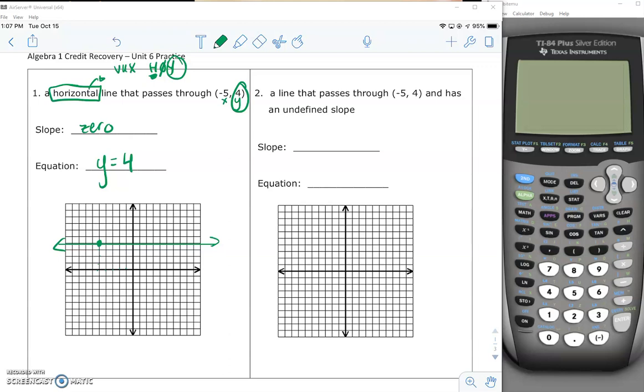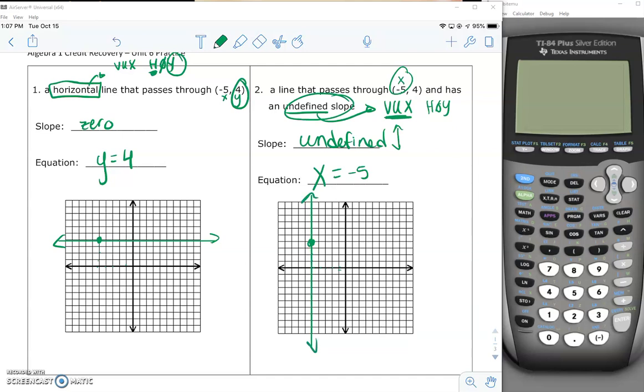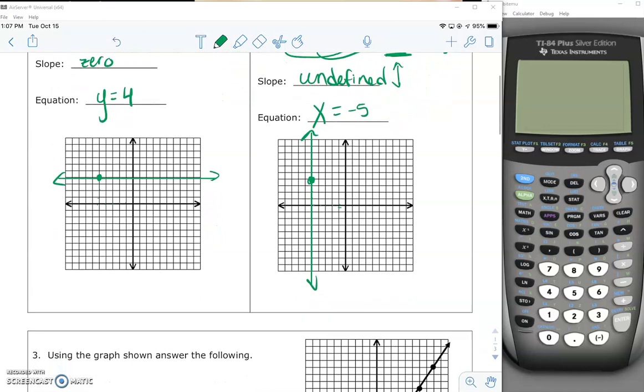Number 2, a line that passes through the point -5, 4 and has an undefined slope. So again, I'm remembering my acronym: vertical, undefined, x; horizontal, 0, and y. The slope is given to us as undefined, which we know means this line has to be vertical. Vertical, undefined, x equals, the x value from our ordered pair, is -5. I'm going to the ordered pair again, -5, 4. Vertical line, straight up and down. Remember, at any time you can pause or rewind this video.